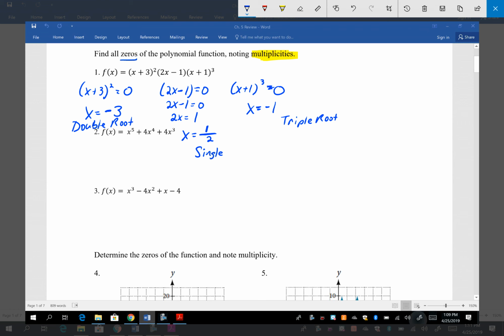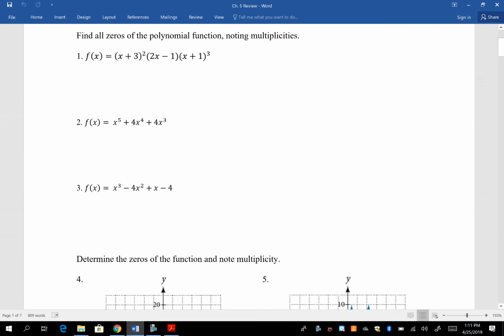Good now? Okay. Now, 2 and 3 are the same idea, but they're more challenging because they're not factored, so you have to factor some of the problems in 2 and 3. Wait, do you want me to do 2? Okay. Are we good on 1? Can I erase 1? Okay. All right, let's do 2.